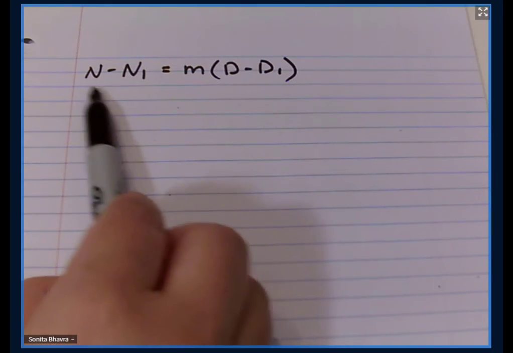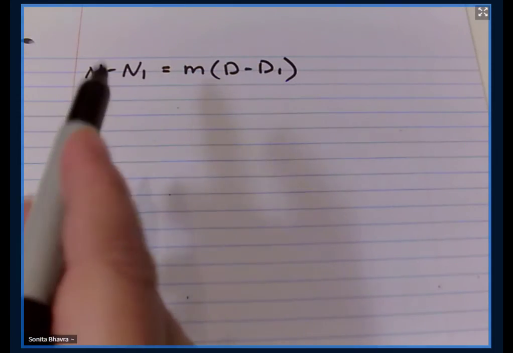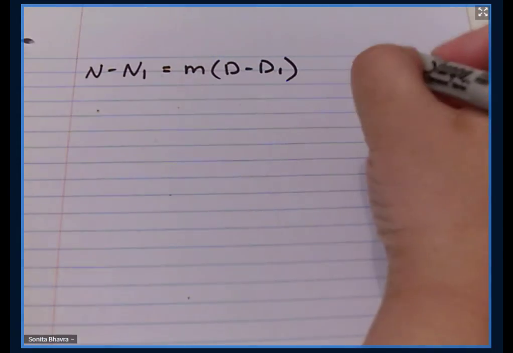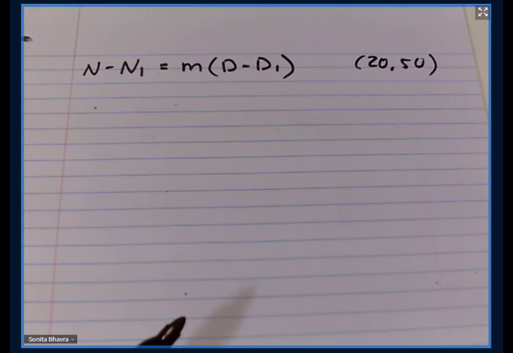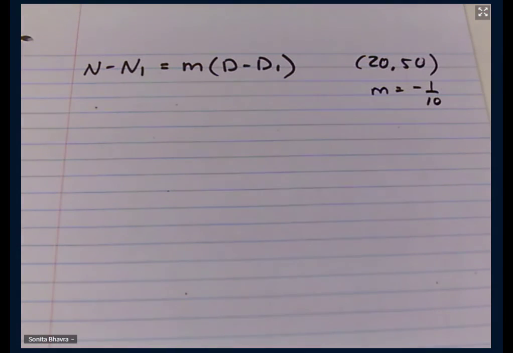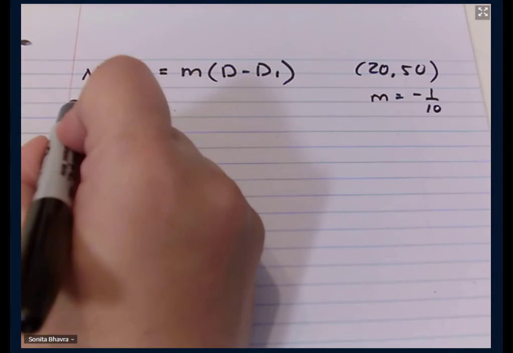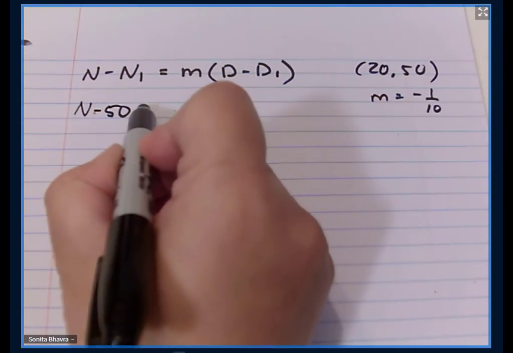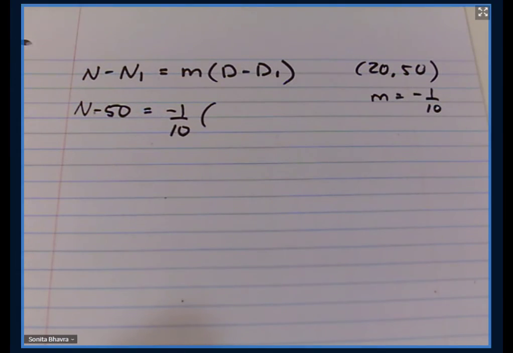All right, so again, N represents the y-axis, and the D here represents the x-axis. So the point we're using is (20, 50), and that was from the graph. And the slope we already figured out was negative 1 over 10. All right, so then we just have to substitute these values in, and then put our equation in y equals mx plus b form. Okay, so we get n minus 50 equals negative 1 over 10 times d minus 20.